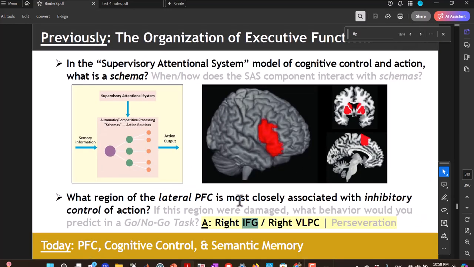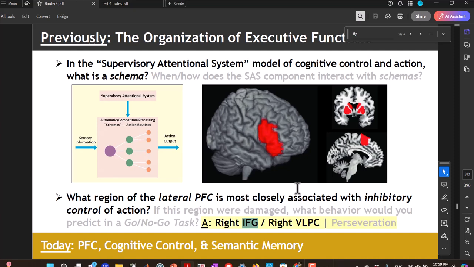So, the region of the lateral prefrontal cortex that is most associated with inhibitory control of action is the right IFG. So the right IFG, which is the right ventrolateral prefrontal cortex, is most associated with inhibitory control, so keeping you from doing something. And if it is damaged, you would expect perseveration. Perseveration means that you keep doing something when you should stop doing it.